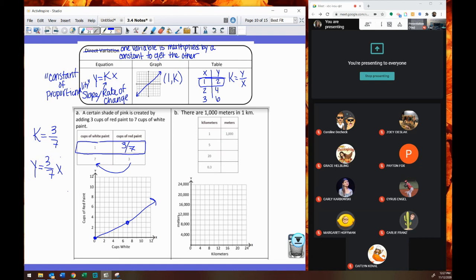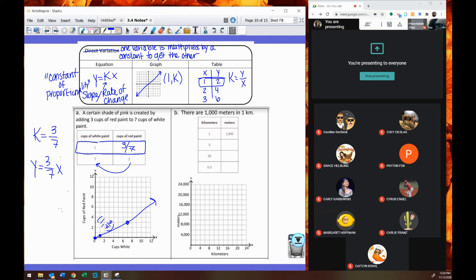So then how would you plot the first point? I would come over to 1, and then up to 3/7, which is hard to assume where 3/7 is, but it would be somewhere about there. This is your x, this is your y. So come over to 1, up to 3/7. And again, that's where your constant of proportionality shows up in that graph.